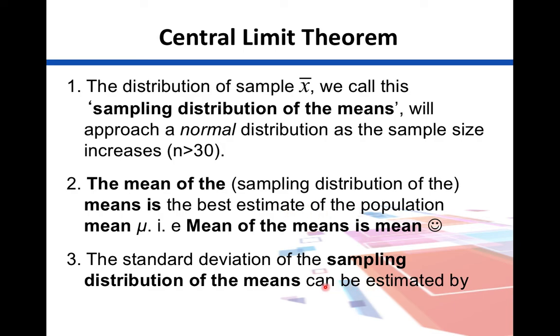The standard deviation of this sampling distribution of the means can be estimated by sigma divided by the square root of n. This is commonly known as the standard error or standard error of the mean.